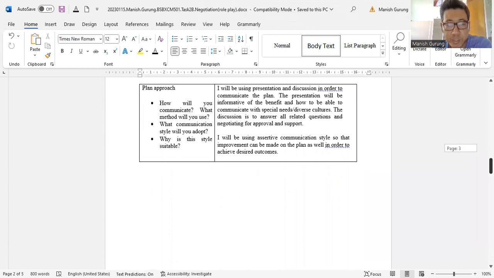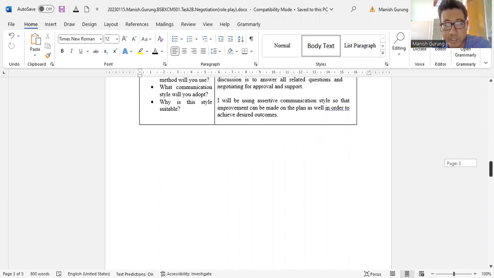Plan approach. How will you communicate? What method will you use? What communication style will you adopt? What is the style suitable? I will be using presentation and discussion in order to communicate the plan. The presentation will be informative of the benefit and how to communicate with special needs and diverse cultures. The discussion is to answer all related questions and negotiate for approval and support.